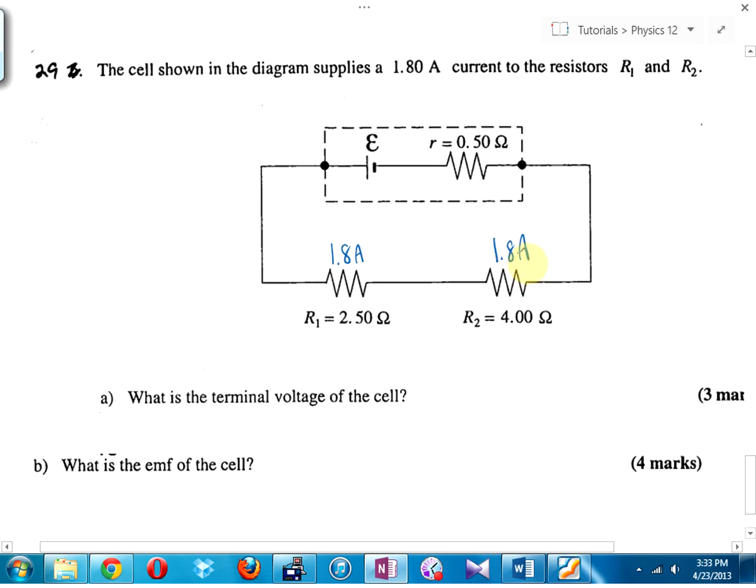What else do you know right away? Voltage. So what's the voltage in resistor 1? Can someone go 1.8 times 2.5? And can someone else find the voltage in resistor 2? 4.5 for R1. Yep. Second one?